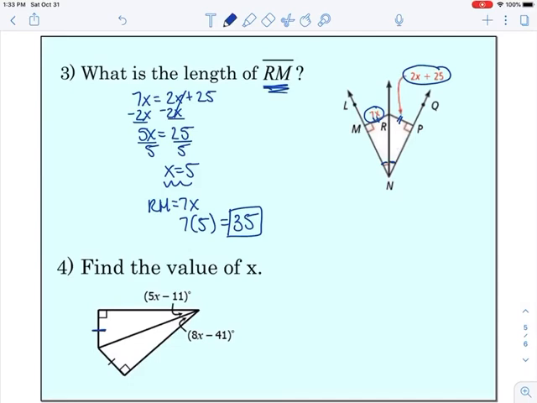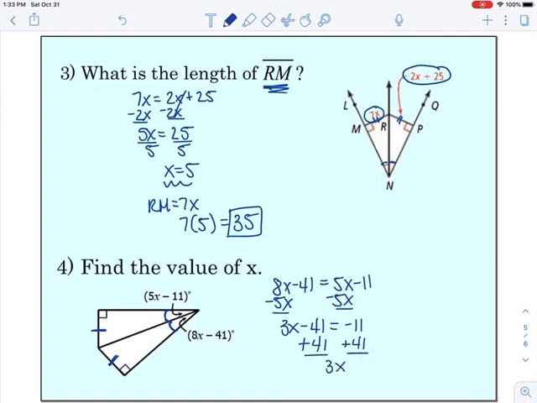So this time I'm told that these two pieces are equal. If those two pieces are equal, that means that this is an angle bisector and that the two angles that I just put the blue marks through are going to be congruent. So we're going to set 8x minus 41 equal to 5x minus 11. Subtract 5x from both sides, and I'm going to have 3x minus 41 equals negative 11. And I'll add 41 to both sides, and 3x is going to equal 30. Lastly, we'll divide by 3, and x is going to equal 10.